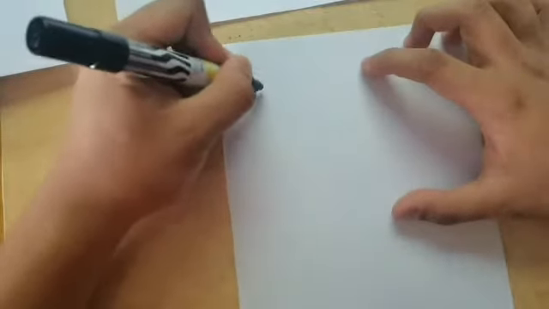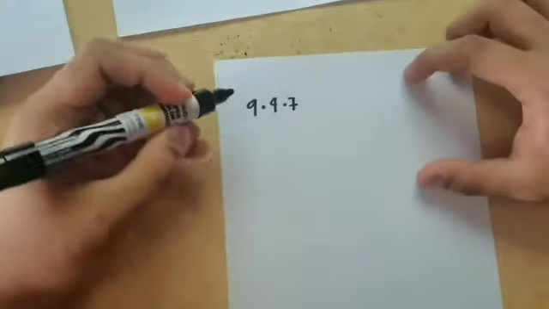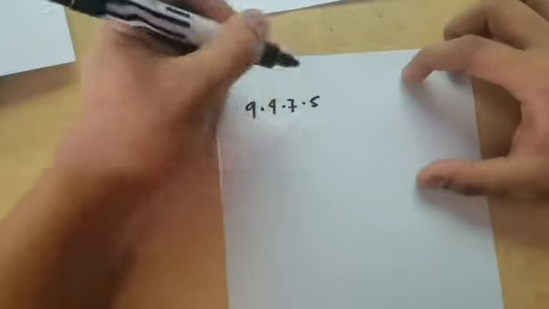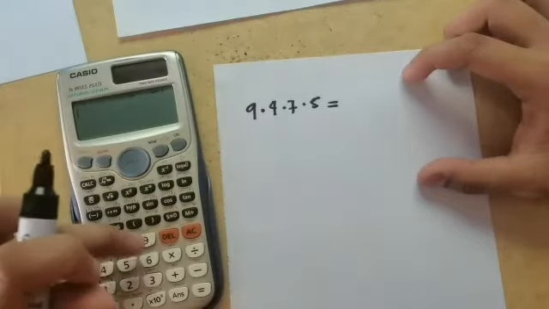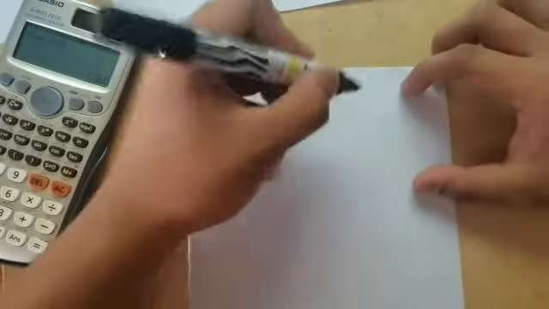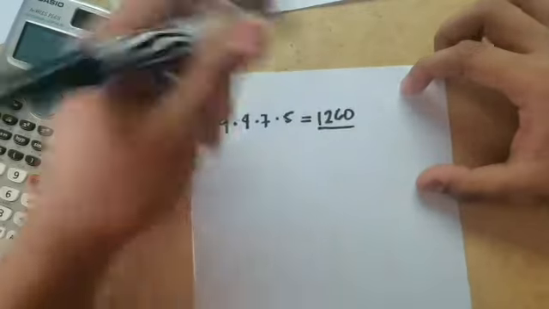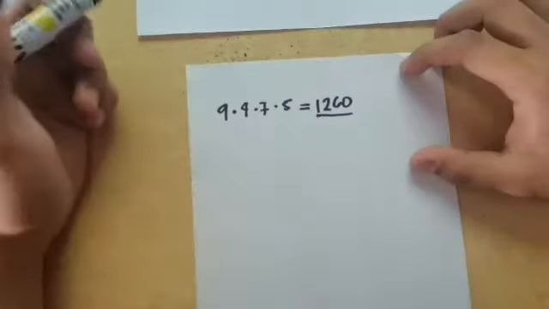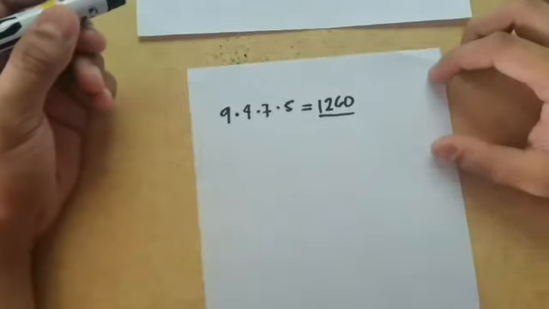So we have 9 times 4 times 7 times 5. Again, using the calculator to find the answer. 9 times 4 times 7 times 5, and the answer is 1260. So there are 1260 different labels that can be generated using the scheme. So next question.